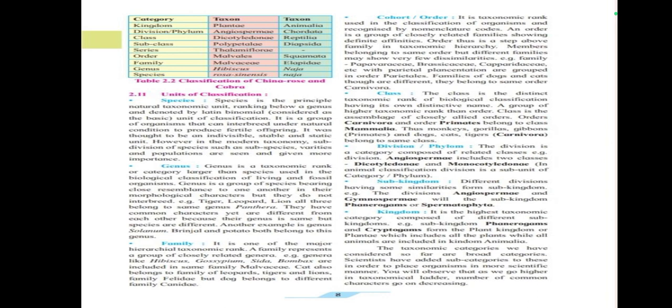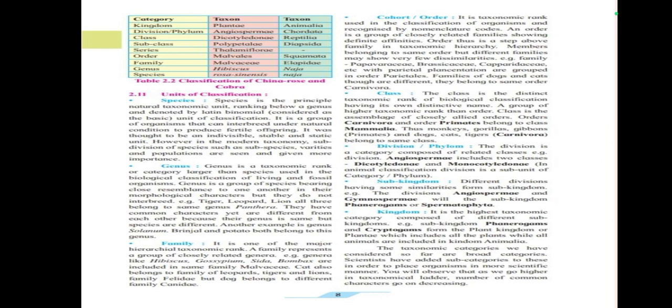Genus is the taxonomic rank or category larger than species used in the biological classification of living and fossil organisms. Genus is a group of species bearing close resemblance to one another in their morphological characters, but they do not interbreed. Example: tiger, leopard, lion. All three belong to the same genus Panthera. They have common characters, but are different from each other because their genus is the same but species is different. Another example is genus Solanum: brinjal and potato both belong to this genus.